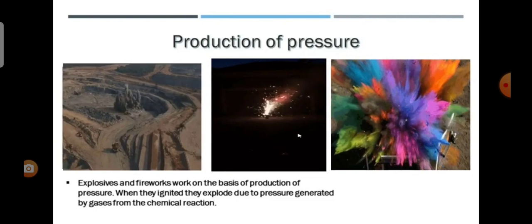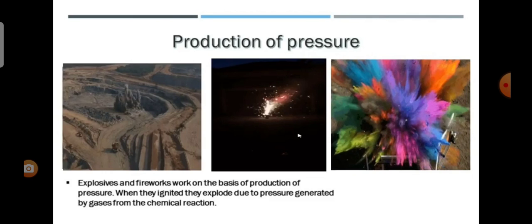Production of pressure. When you compress hard a balloon full of air, it will burst. This is due to sudden release of air from the balloon as a result of increased pressure on compression. Some chemical reactions produce gases which increase the pressure when the reaction takes place in a closed container. If the pressure level goes beyond the limit, we get an explosion.